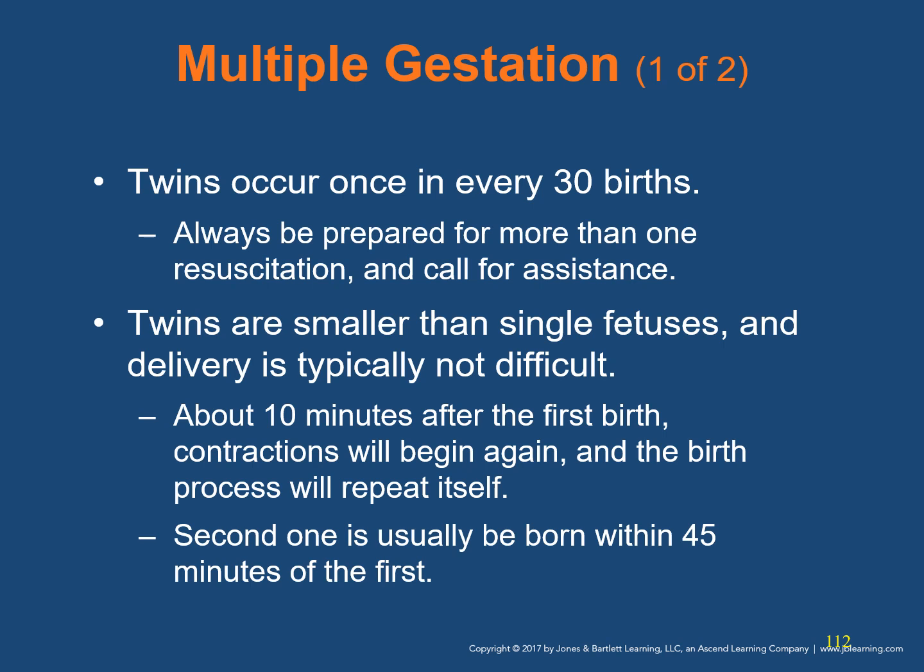Consider the possibility of twins any time the first newborn is small or the woman's abdomen remains fairly large and firm after birth. If twins are present, the second one is usually born within 45 minutes of the first. About 10 minutes after the first birth, contractions will begin again. The birth process will repeat itself.